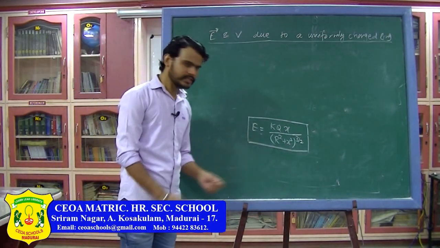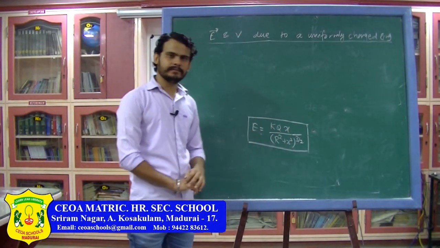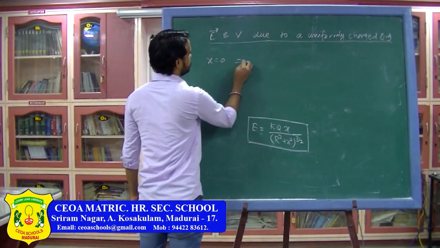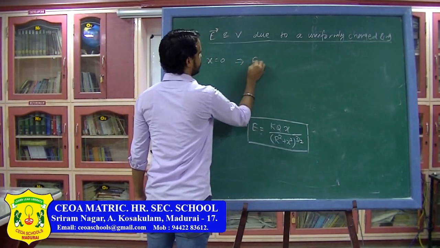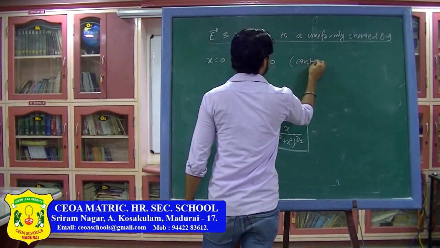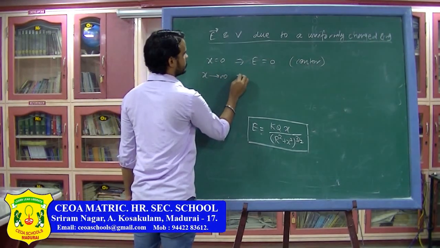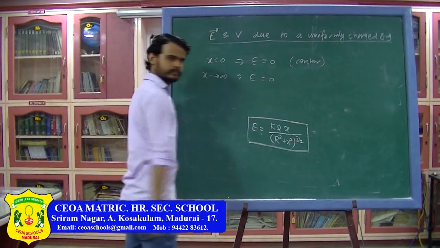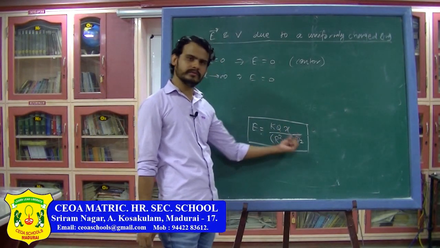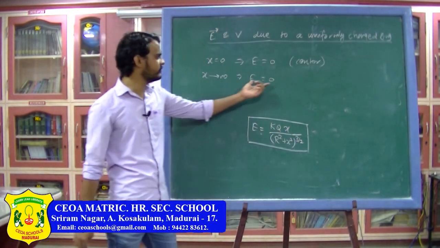Now from this formula, as you can see, if you put x equal to 0, which means the point is at the center, then at x equal to 0 the electric field is 0. Similarly, if x tends to infinity, the electric field will also be 0. Because as x increases, in the numerator the power is x to the power 1, and in the denominator x square to the power 3 by 2, which is effectively x cube. So x divided by x cube, so 1 upon infinity will almost be 0.